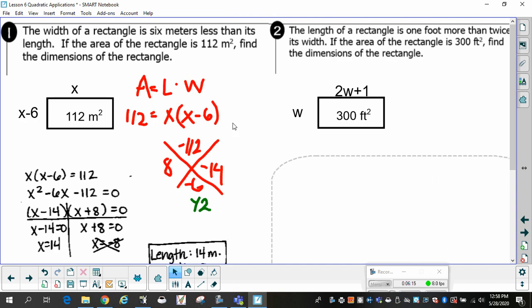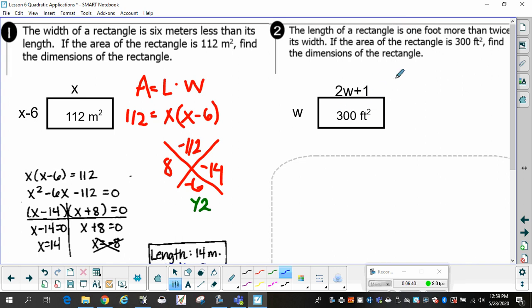Number 2, the length of a rectangle is 1 foot more than twice its width. If the area of the rectangle is 300 feet, find the dimensions. Setting it up, here's my width. Here's twice the width, and one more, plus 1. 1 foot more, plus 1.